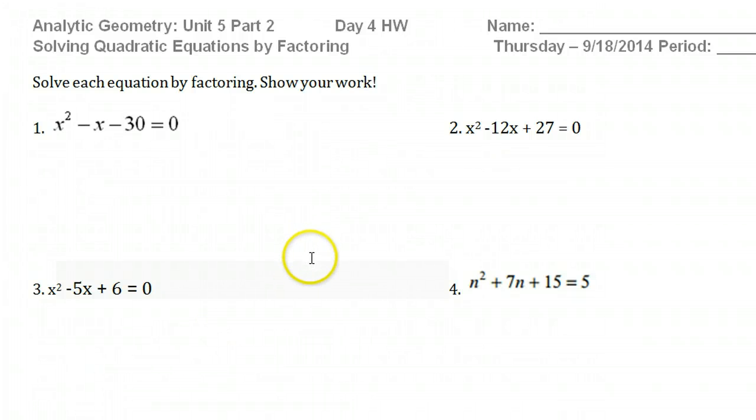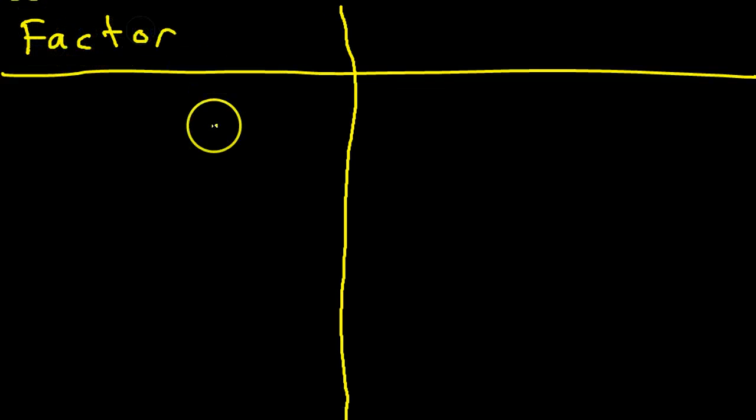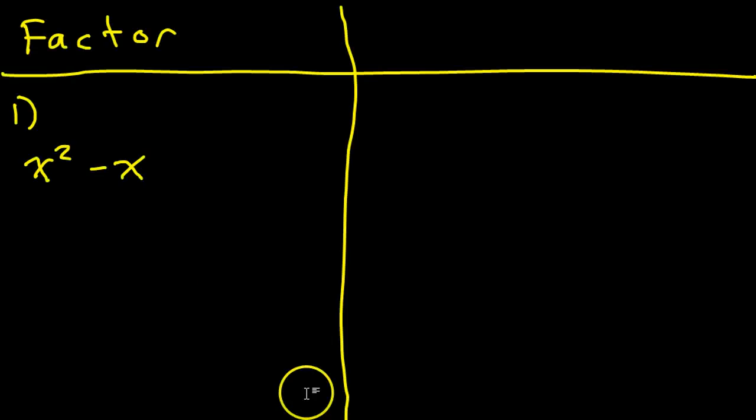Hey guys, in this lesson we are going to learn to solve quadratic equations by factoring. So taking a look at number one, there's something I need to emphasize right here at the beginning. In previous lessons we have learned to factor quadratic trinomials. So the directions would say factor or factor completely. And we saw problems just like problem number one here, where we have x squared minus x minus 30.